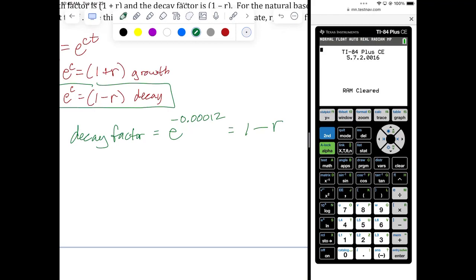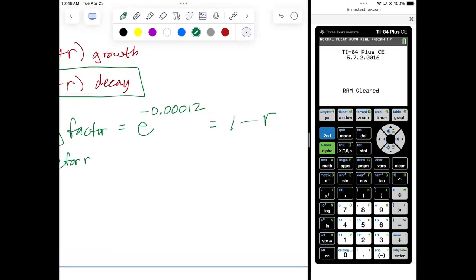So I take the part without the t from the equation, e to the negative 0.00012. Get rid of the t, and because it's decay, I set it equal to 1 minus r. Now all I got to do is solve for r. So to solve for r, I'm going to add r to both sides, and subtract e to the negative 0.00012. So these two essentially switch places. So I get r equals 1 minus e to the negative 0.00012. Go ahead and type that into your calculator and see what you get.